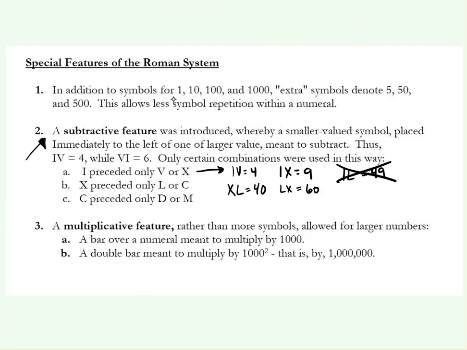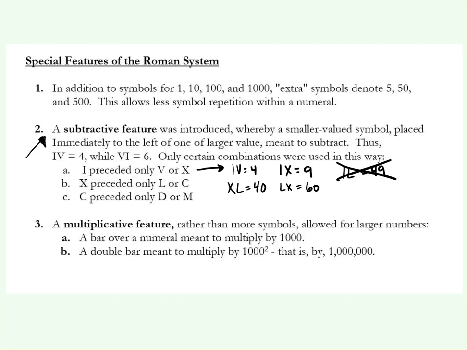So the Roman system doesn't just have the basic base 10 numerals 1, 10, 100, 1000. It also has digits for 5, 50, and 500. This allows less repetition whenever we write out numbers. It's got the subtractive feature, which we've already discussed, and then it's got a multiplicative feature. Instead of having more symbols past 1000, you notice that we stopped at 1000 as our last symbol. If we want to show values higher than 1000, we would put a bar over the numeral. Or not up to 10,000, it works for all values. Sorry for that misspeak. So let's go through an example.